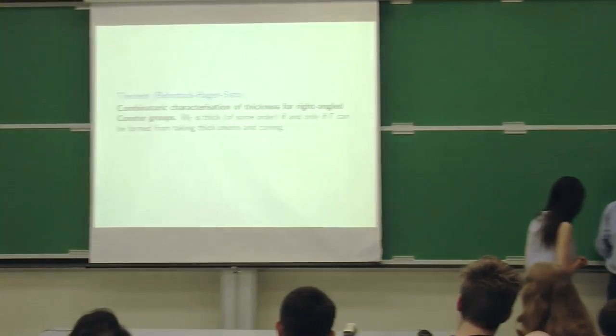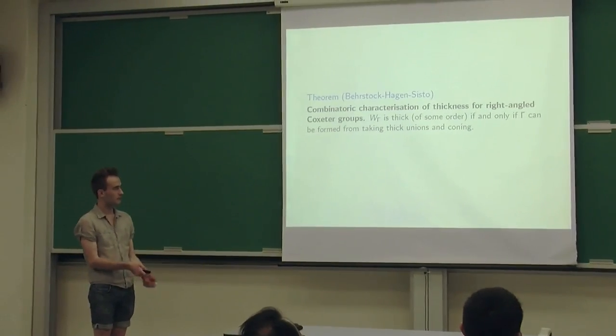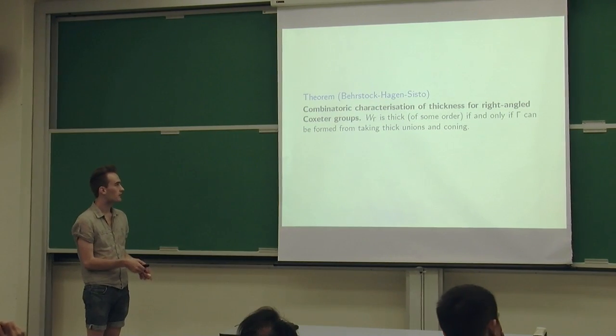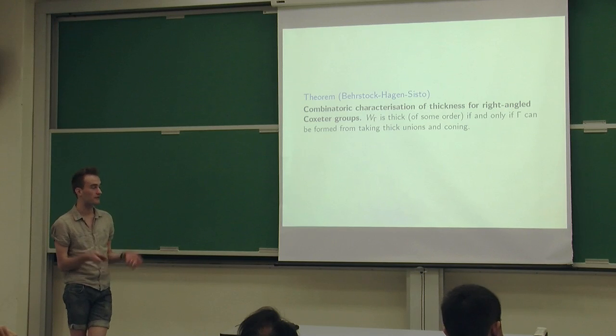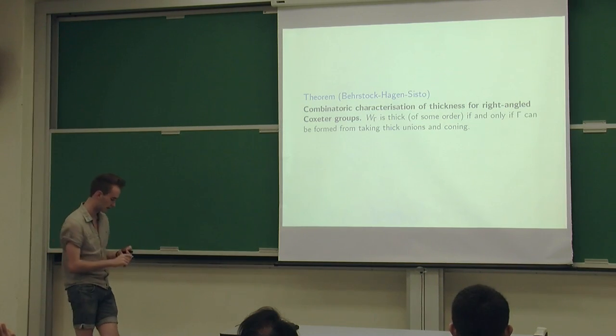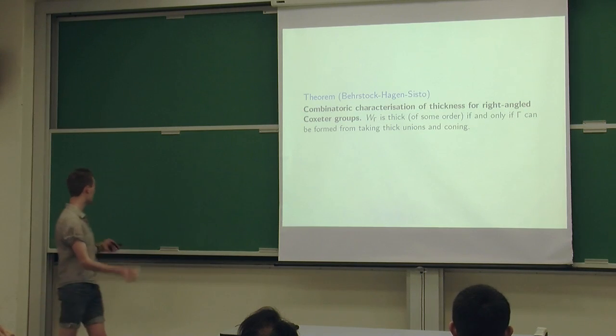Thank you. So at the start of the summer, we have this theorem by Behrstock, Hagen, and Susse, which says that W_Γ is thick of some order if and only if Γ can be formed by taking thick unions and coning. So what does that mean?